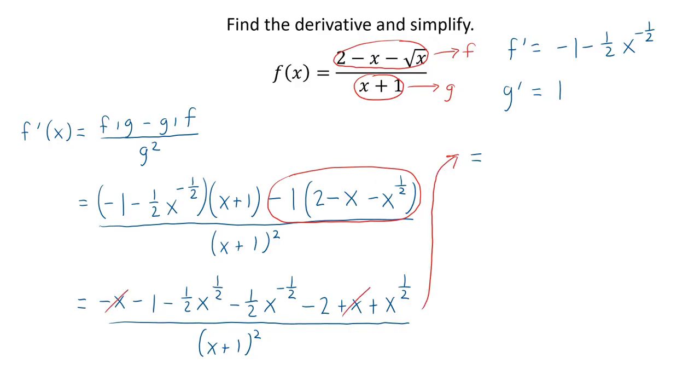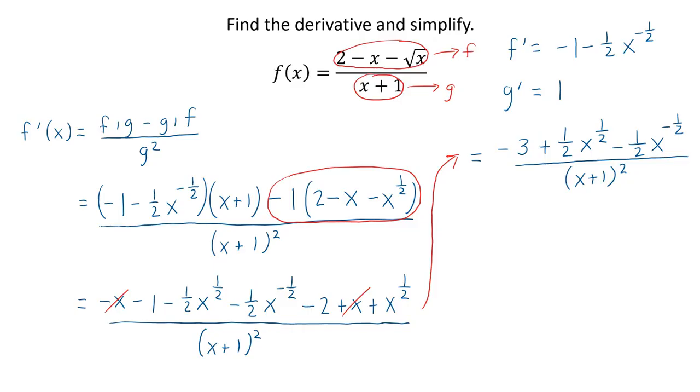Now simplify the numerator by combining like terms. Negative x plus x adds out. Negative 1 minus 2 is negative 3. Negative 1/2 x to the 1/2 plus x to the 1/2 is 1/2 x to the 1/2. And then the only remaining term in the numerator is negative 1/2 x to the negative 1/2. And all of that is still over x plus 1 squared.